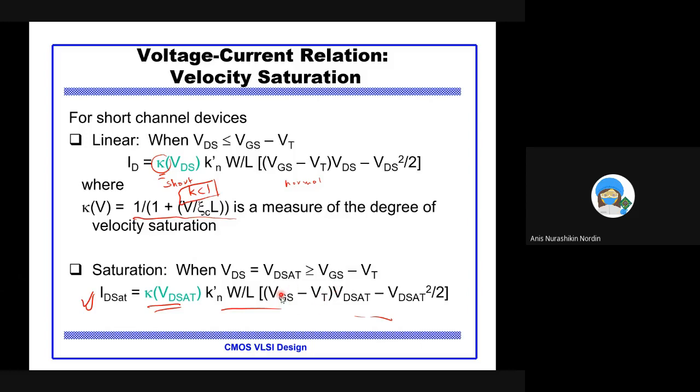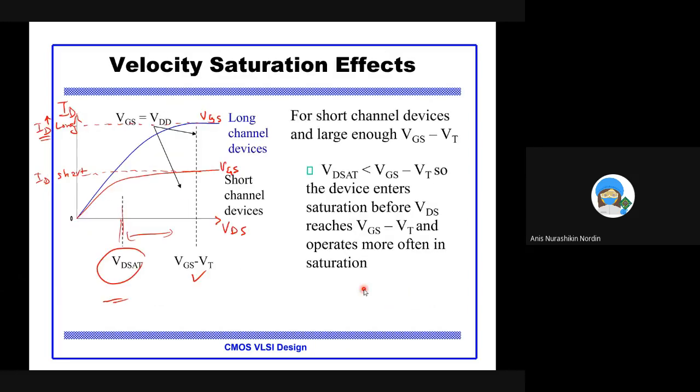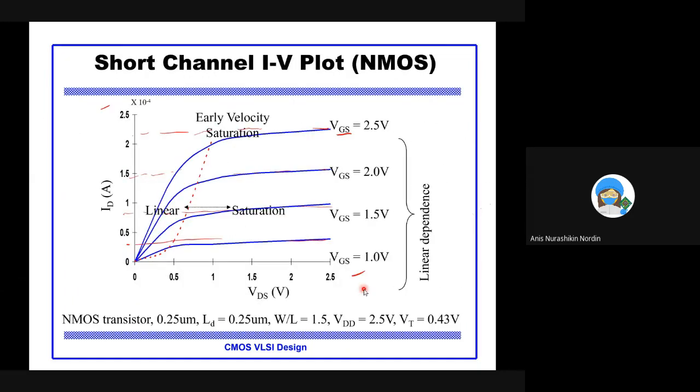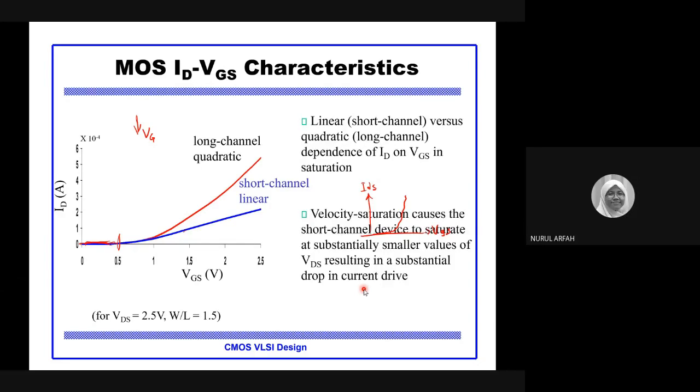As you can see, this equation is quadratic, right? It's supposed to act quadratic. But when you have velocity saturation, it acts like a linear. You can go back to that graph just now, the blue and the red. This one, right? So this one is short channel. Because of the short channel, it becomes linear. And the long channel becomes quadratic, like normal.